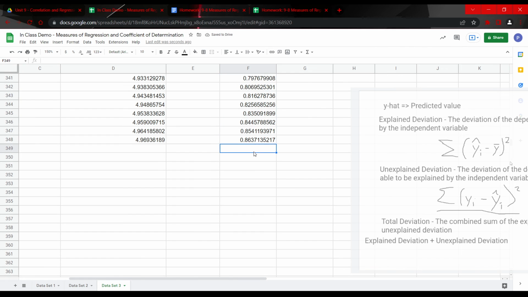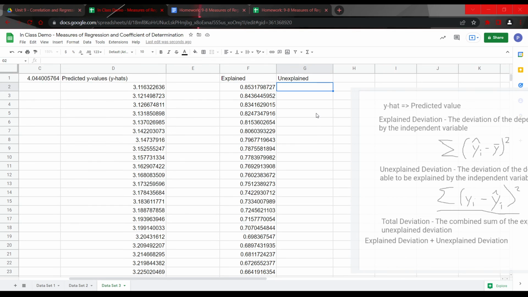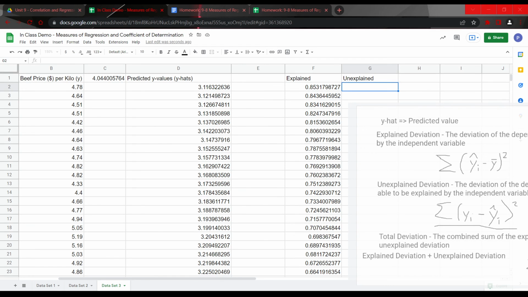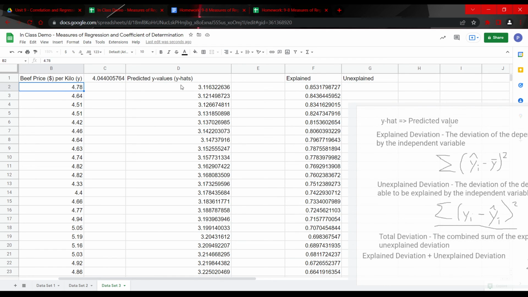There we go. And down here, sums, this will be the sum of, and sometimes this pops up. And so if it pops up, you can just click it and it'll do that for you. Or just press enter, it'll also autofill for you, which is nice. The unexplained is the actual y values minus the predicted values squared. So equals the actual values minus the predicted values squared.